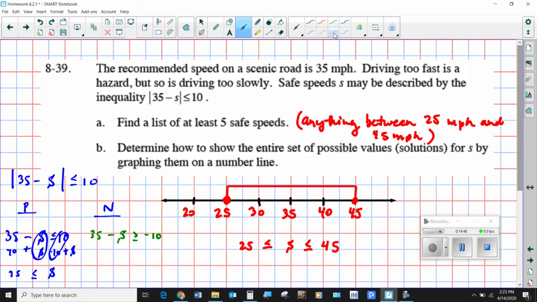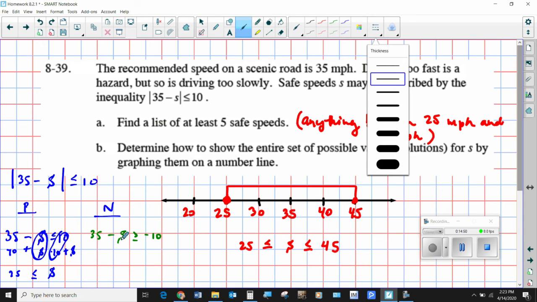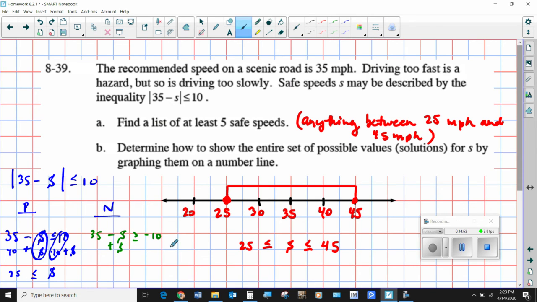And now when we use the other one, I'll add S to each side again, but this time I'm going to add 10 to each side. So this becomes 45. That forms a zero pair. 45 is greater than or equal to S, which if I reverse the order of these becomes S is less than or equal to 45. So your speed has to be less than 45, but greater than 25. When you put those two together, it forms this compound inequality.